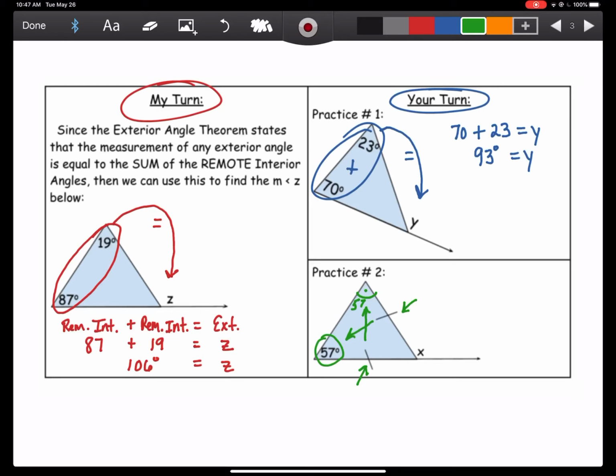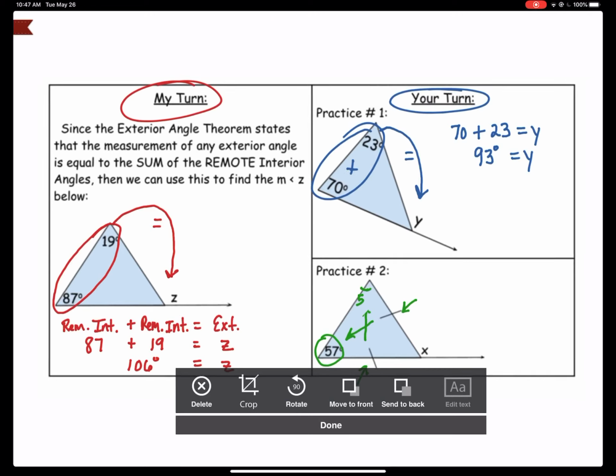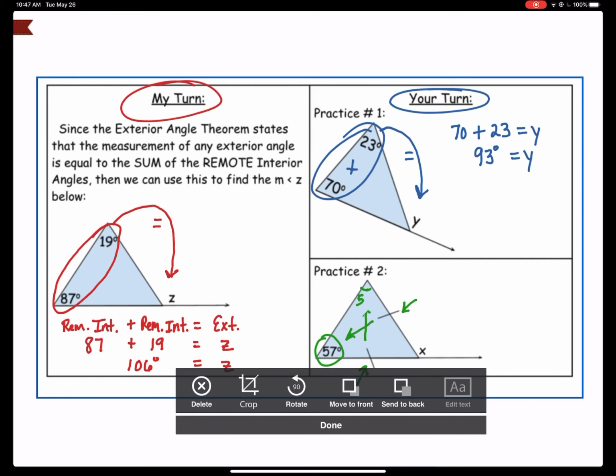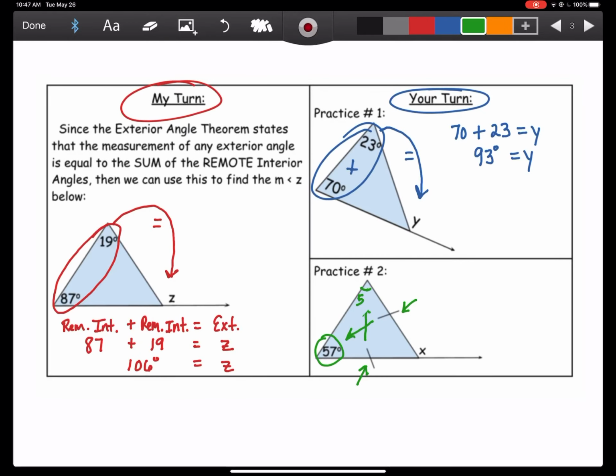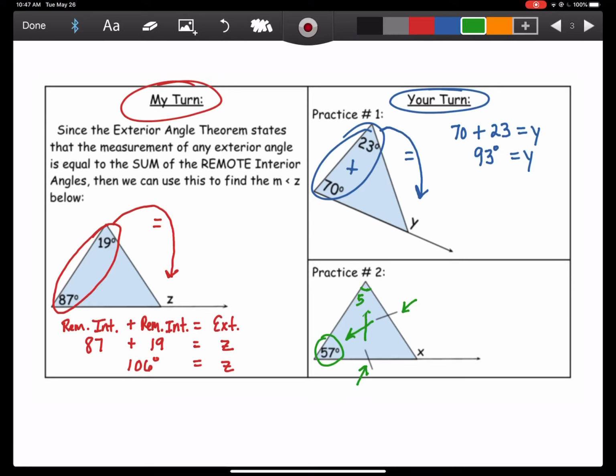Okay, so we're going to write that in there. That's kind of hard to see. Maybe I can make the angle smaller like that. Oops. Oh, nuts. There. How's that? 57.